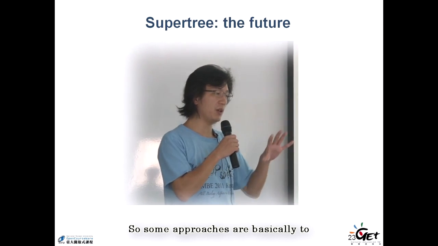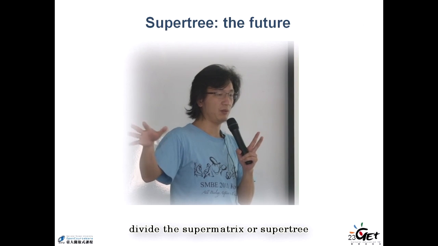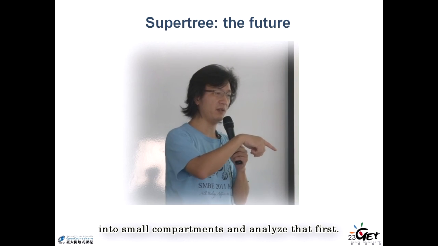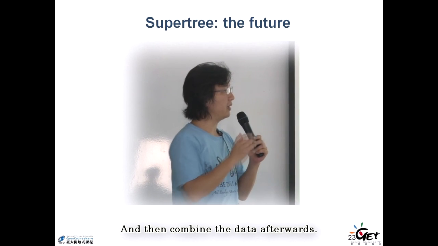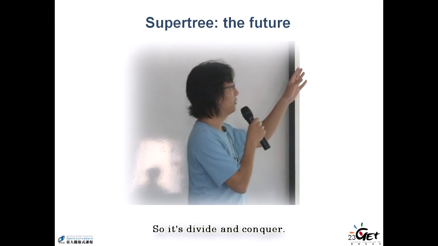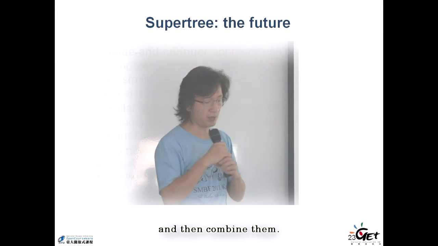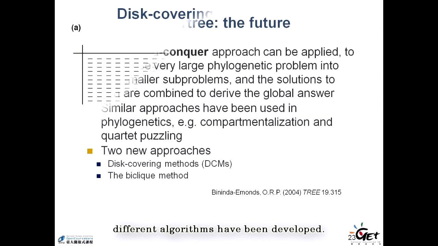So some approaches are basically to divide the supermatrix or supertrees into small compartments, analyze those first, and then combine the data afterwards. So this is divide and conquer: separate into a smaller problem and then combine it. And there are several different approaches and different algorithms that have been developed.